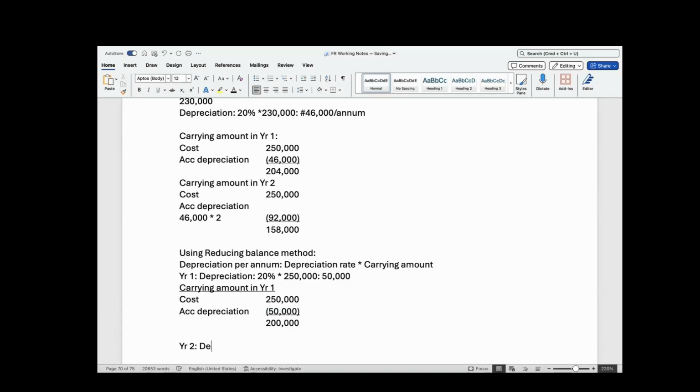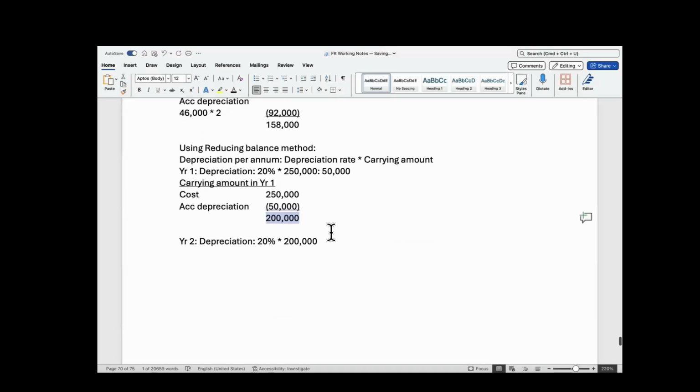In year two, my depreciation rate times the carrying amount, which is now 200,000. That gives me 40,000. You see, my depreciation has reduced; it's reducing balance.